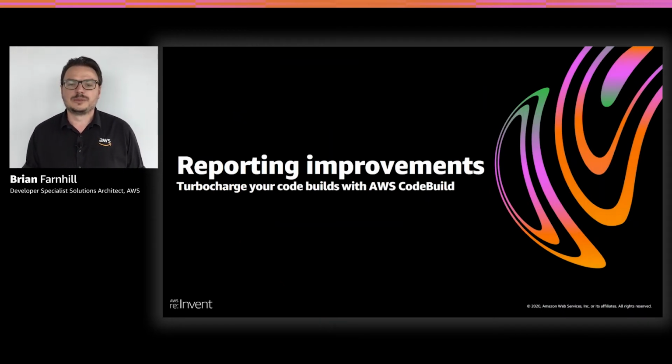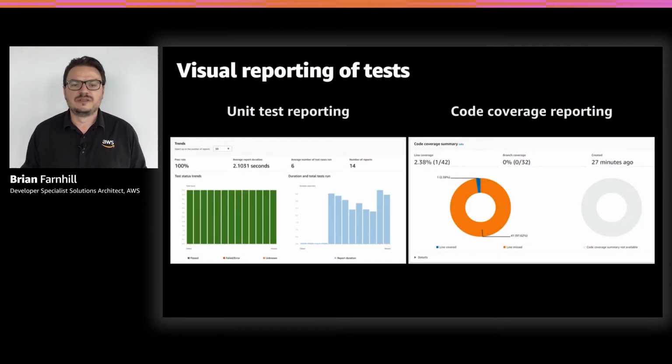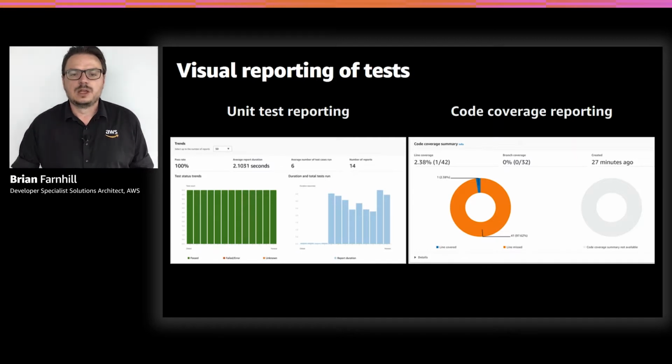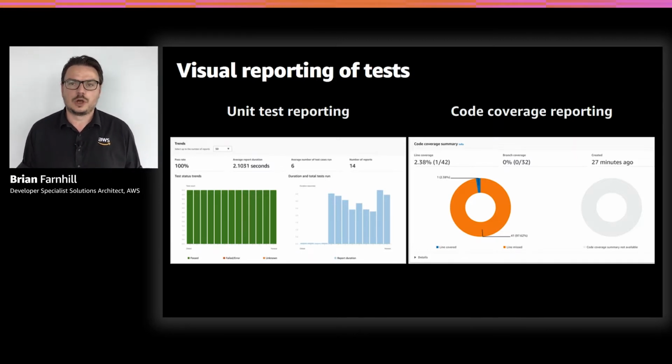So let me talk to you about some of the improvements that the team has been working on around reporting. I want to start first with the visual reporting of tests. So we've always been able to use CodeBuild to execute different types of tests. And one of the great things about it is that it's really open about the different test tools you can use depending on the language you're using and the type of app you're building.